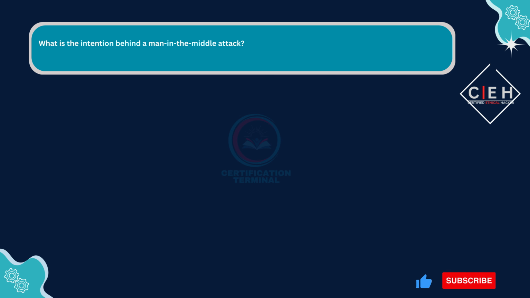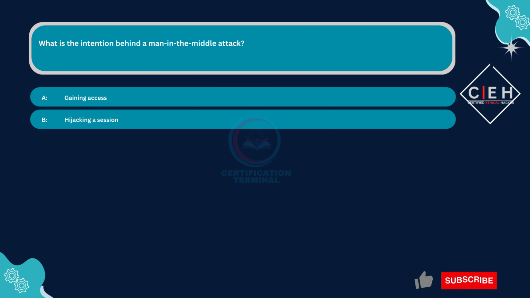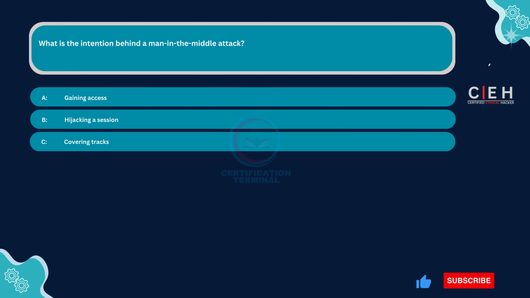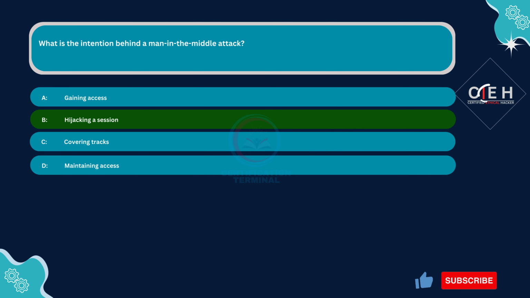Next question. What is the intention behind a man-in-the-middle attack? Option A, gaining access. Option B, hijacking a session. Option C, covering tracks. Option D, maintaining access. The correct answer is option B, hijacking a session.